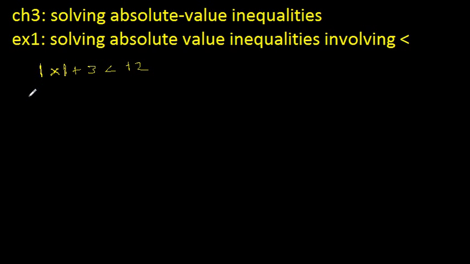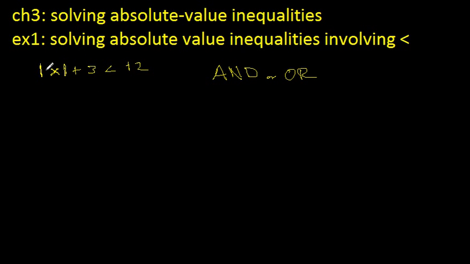Whenever I have an inequality with an absolute value expression such as this, it can be written as a compound inequality. A compound inequality is basically two inequalities that are combined using the terms "and" or "or". So those are what compound inequalities are.